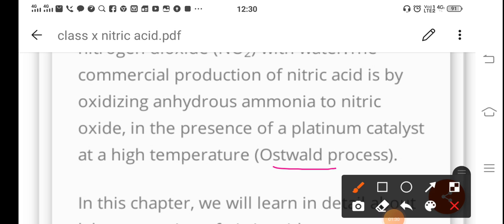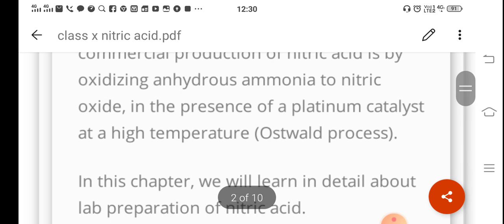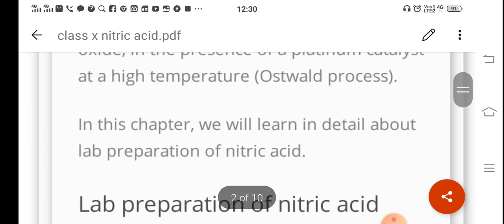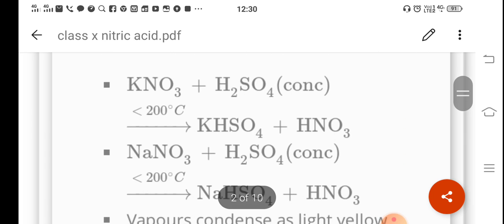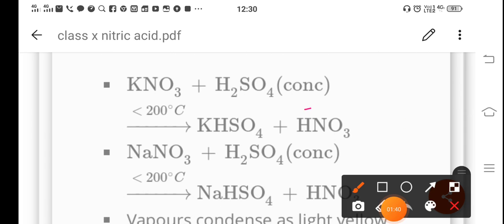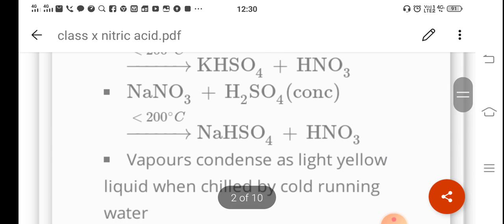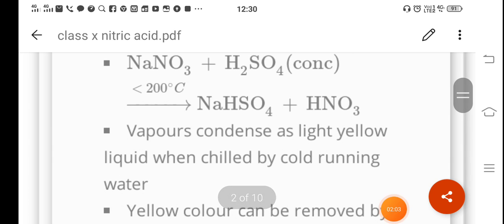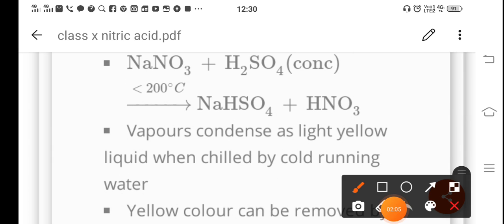So the Ostwald process is the controlled oxidation of ammonia in the presence of platinum. In this chapter, we'll study more about nitric acid. In the lab, nitric acid can also be prepared from the two saltpetres, potassium nitrate and sodium nitrate, by reaction with concentrated sulfuric acid. The byproducts are potassium hydrogen sulfate and sodium hydrogen sulfate respectively, along with nitric acid. The vapors are then condensed and stored by cooling into a light yellow liquid.